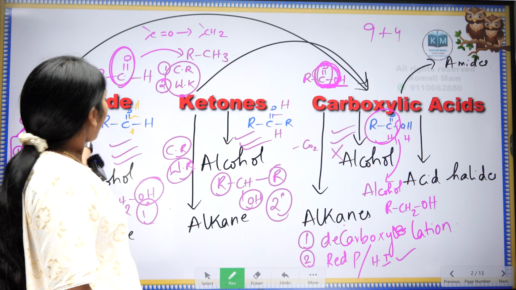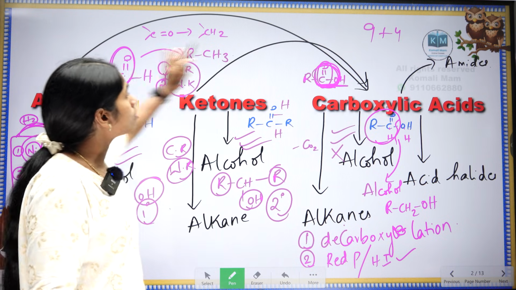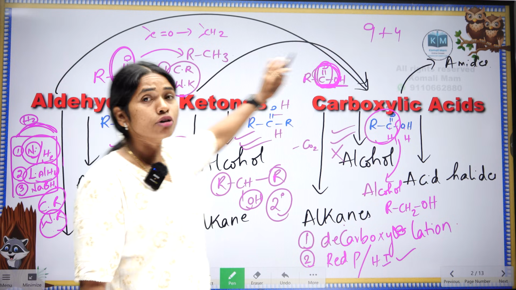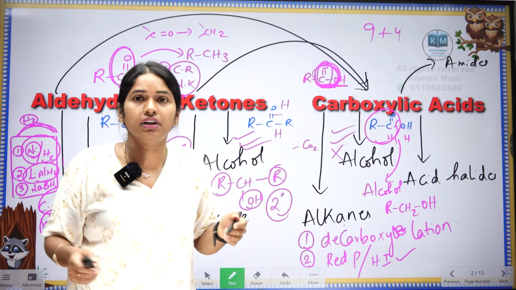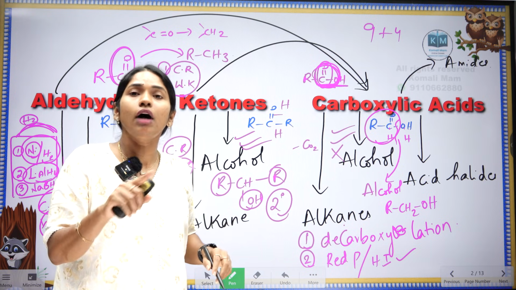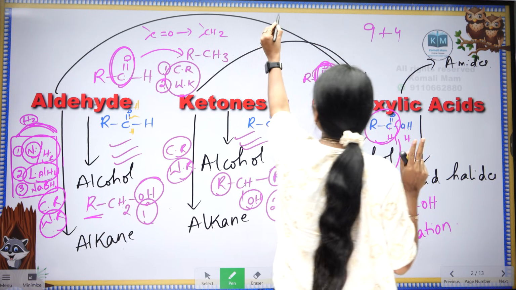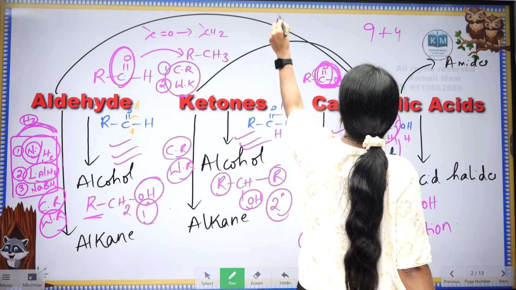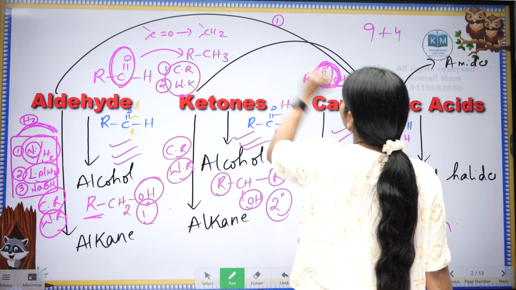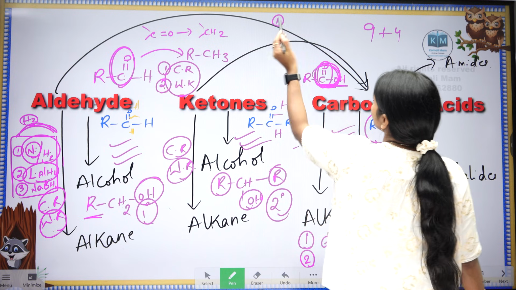Next one, aldehydes to carboxylic acid. Students, listen carefully. Aldehydes to carboxylic acid or ketones to carboxylic acid, how can we convert? Aldehydes or ketones, we can do oxidation. What is that oxidizing agent? Three best oxidizing agents. Listen carefully, these are oxidation reactions. You are converting aldehydes to carboxylic acid or ketones to carboxylic acid.